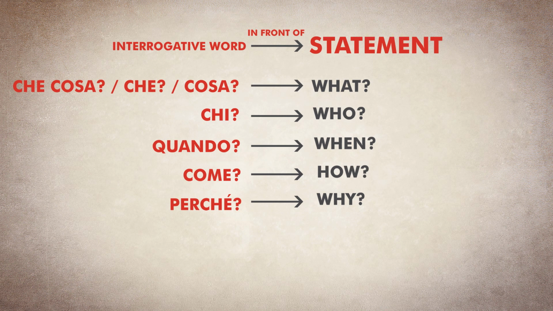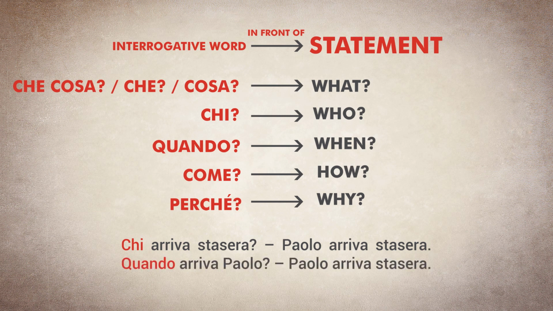Then quando, which is when, quando. Come, which is how, come. And perché, which is why. Per esempio, chi arriva stasera? Paolo arriva stasera. Or quando arriva Paolo? Paolo arriva stasera. And that's it for today's lesson.